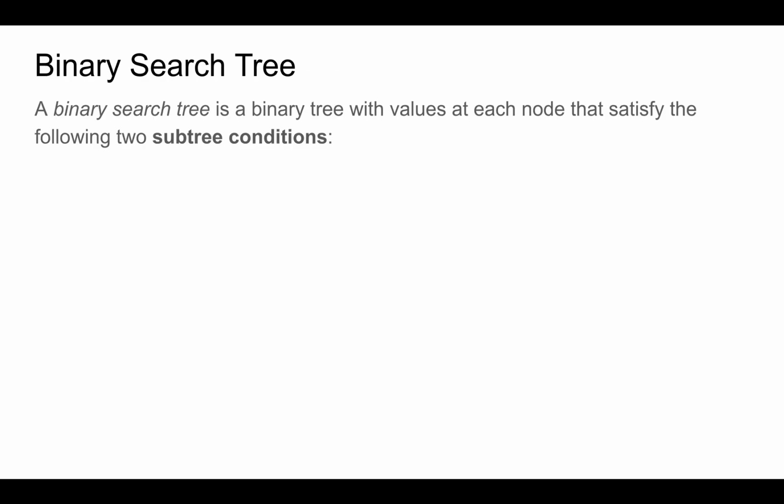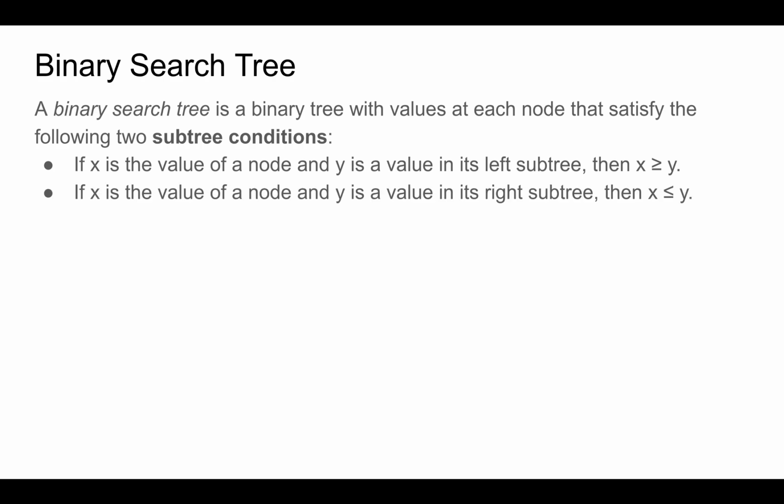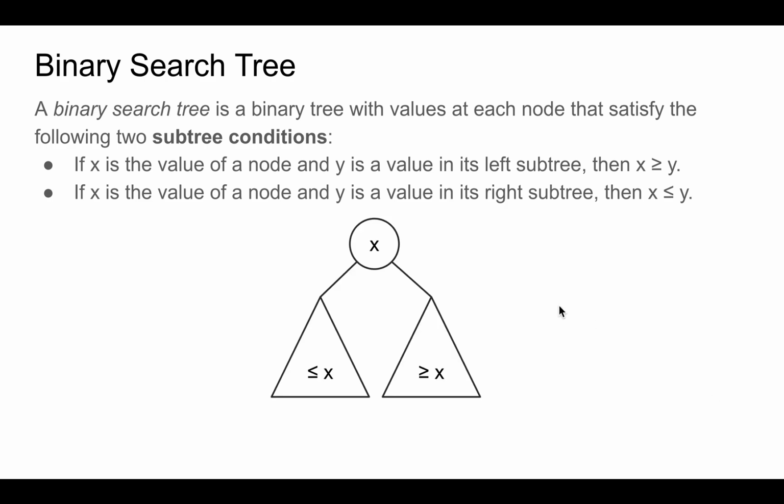A binary search tree is a binary tree with values at each node that satisfy the following conditions. If x is the value of a node and y is a value in its left subtree, then x is greater than or equal to y. And if x is the value of a node and y is a value in its right subtree, then x is less than or equal to y. In other words, here we have a node, and all values in its left subtree are less than or equal to x. All values in its right subtree must be greater than or equal to x.